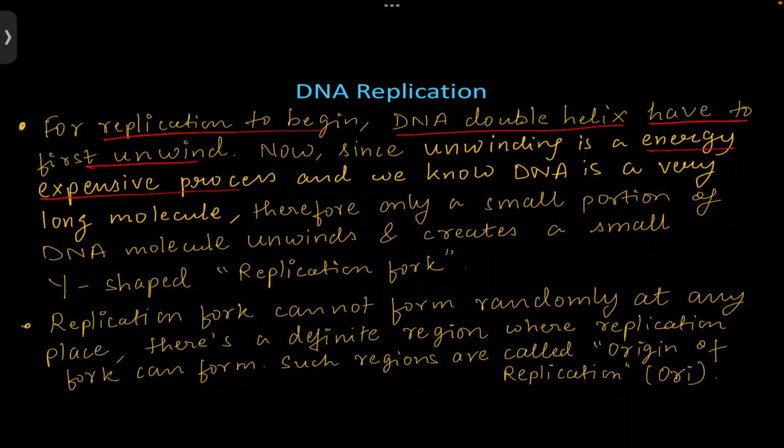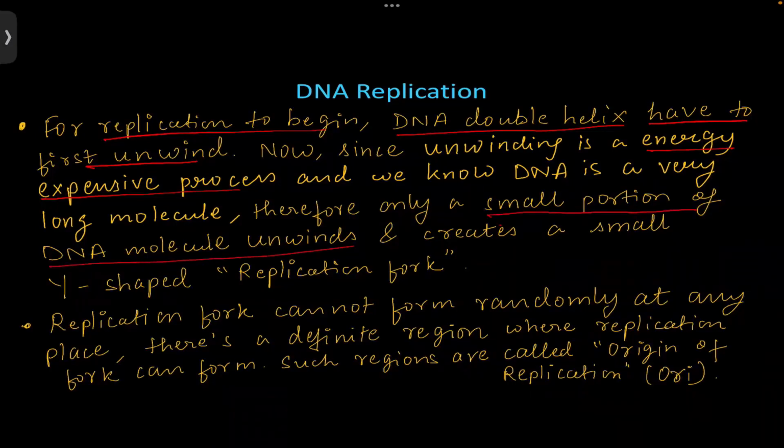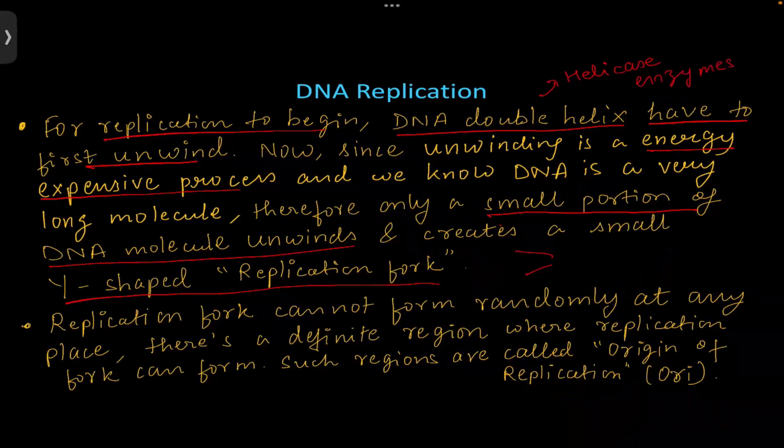So what actually happens? Only a small portion of the DNA molecule gets unwound at a time, and it forms what is called a replication fork, which is a Y-shaped structure, but only in a small portion of the DNA molecule. Certain enzymes are responsible for this unwinding. These enzymes are called helicase enzymes, and these enzymes require energy, in the form of ATP, to do the unwinding process.